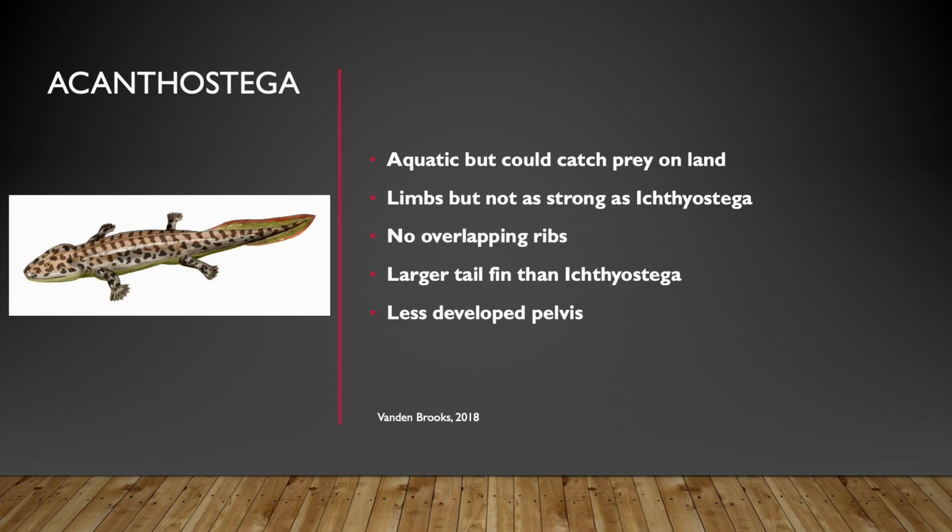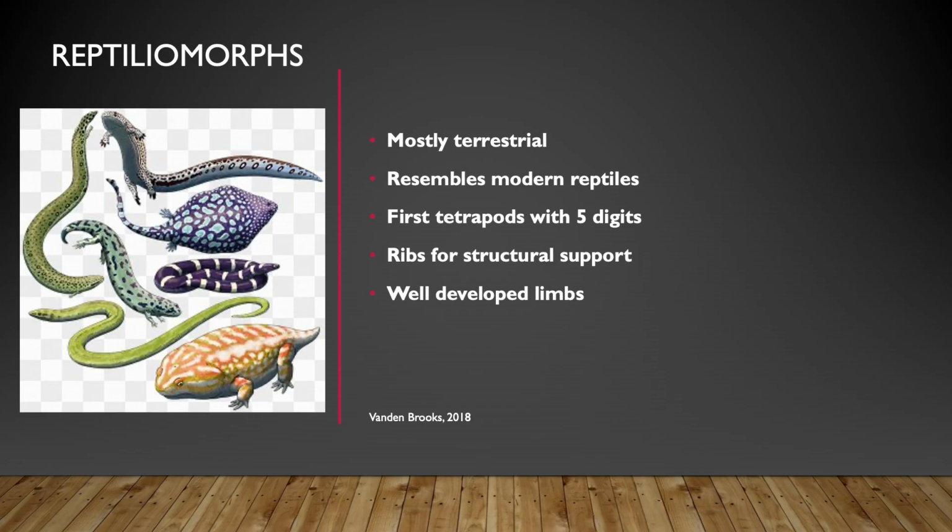Acanthostega has some similarities to Ichthyostega, but there were a lot of differences as well. It did not have as well developed or strong limbs like Ichthyostega. They also did not have overlapping ribs or as reduced a tail fin. Also, its pelvis wasn't as fully developed as Ichthyostega. Acanthostega was more like a less well-developed Ichthyostega. It was still aquatic, but was able to raise itself out of the water to capture prey on land, but was not terrestrial. Citation Vandenbroek 2018.